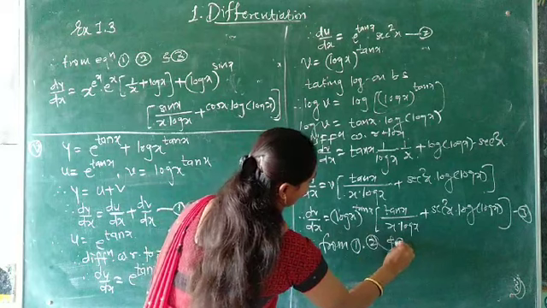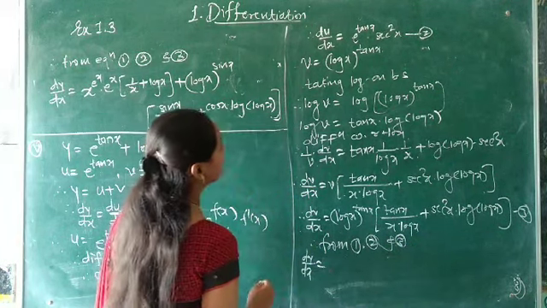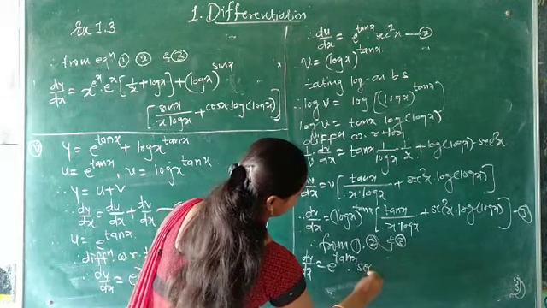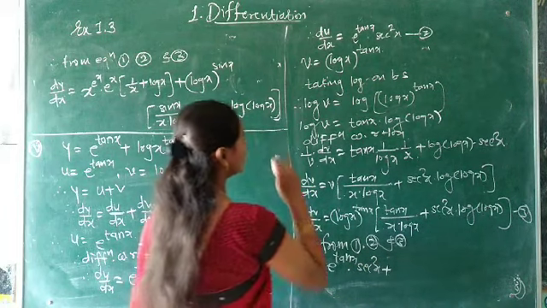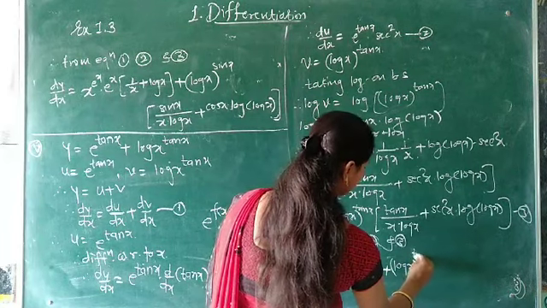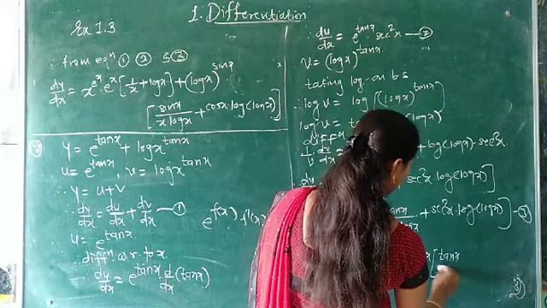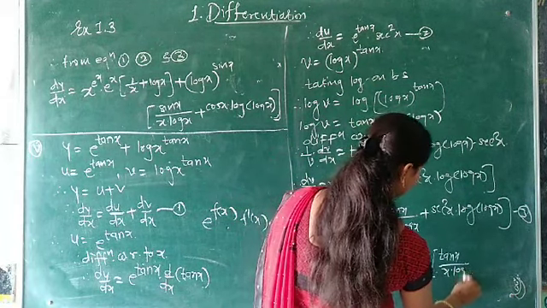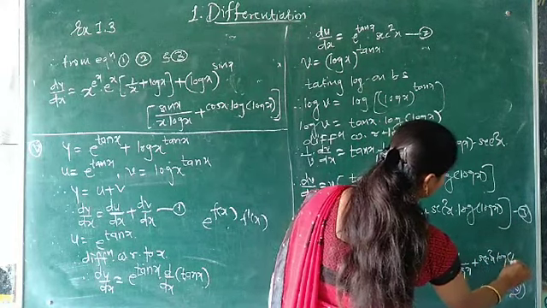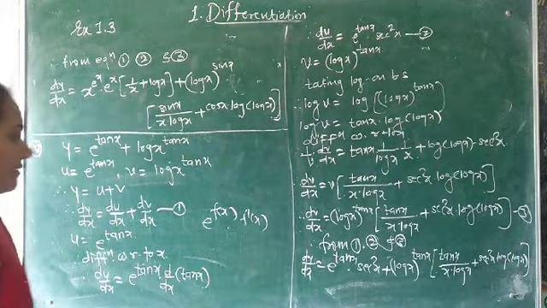1, 2 and 3: dy upon dx is equal to e raised to tan x into sec square x plus, this is du, write dv, log x raised to tan x, and in bracket tan x upon x log x plus sec square x into log of log x. This is dy upon dx.